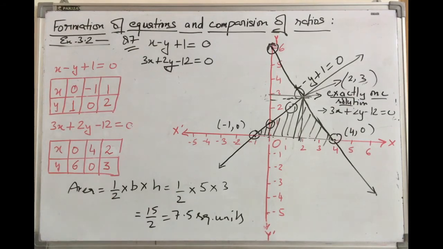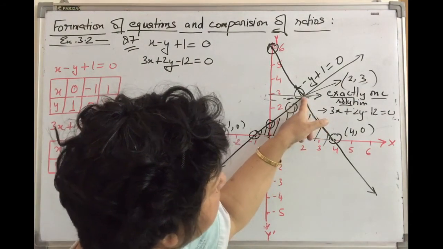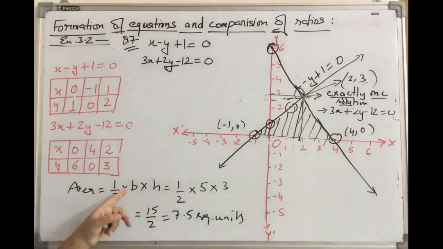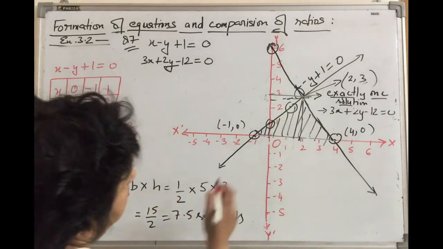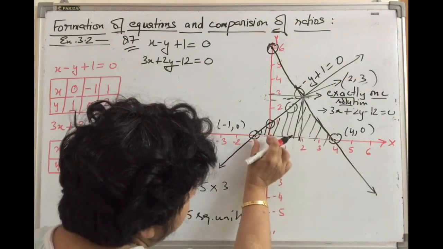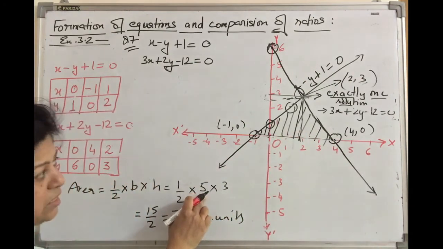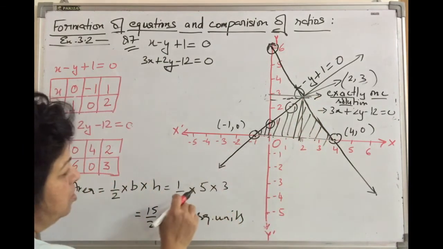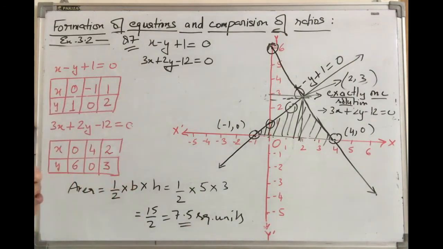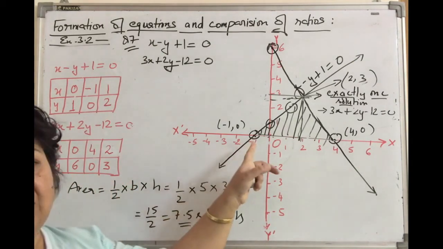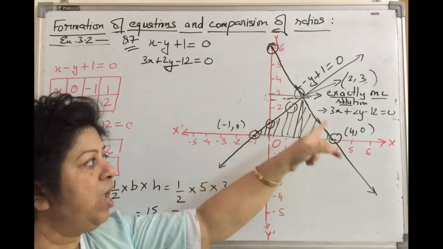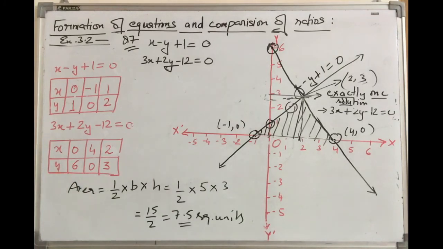So when we obtain the graph, we find that the point of intersection is coming 2, 3, and the area of the triangle will be half into base into height. So half, base is 5 units: 4 along the x-axis right hand side and 1 unit on the left. So total 5 units becomes the base and the height is 3 units. So half into base into height, 15 by 2, that is 7.5 square units. And the three vertices of the triangle are minus 1, 0, 2, 3 and 4, 0.